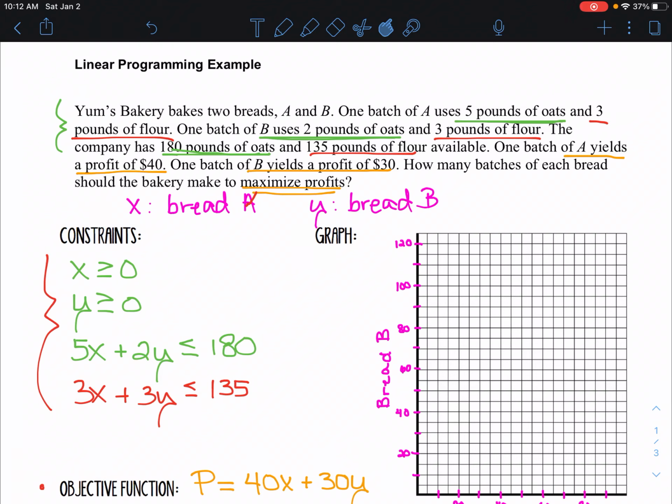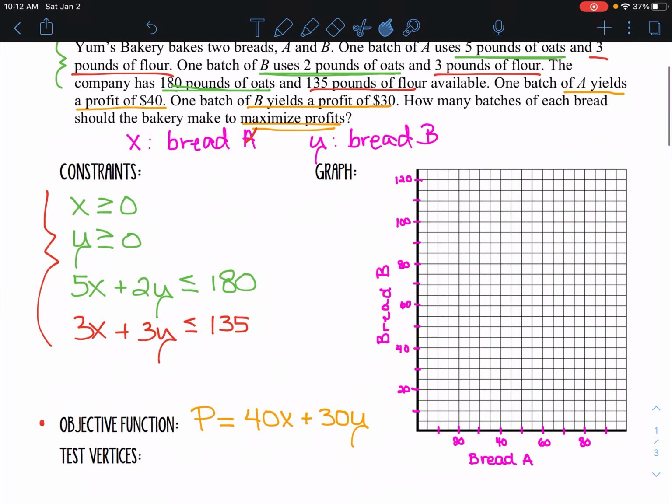Okay, so last time we talked about Yum's Bakery and we developed our constraints for that based on our problem. And then we wrote the objective function. So the next thing that we need to do is graph and then find our test vertices, whatever those corners of that solution region are going to be.